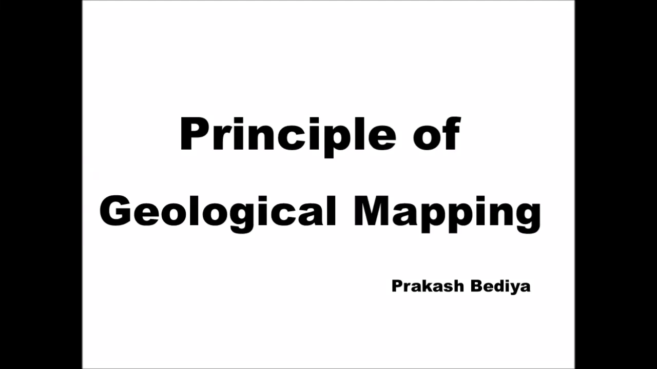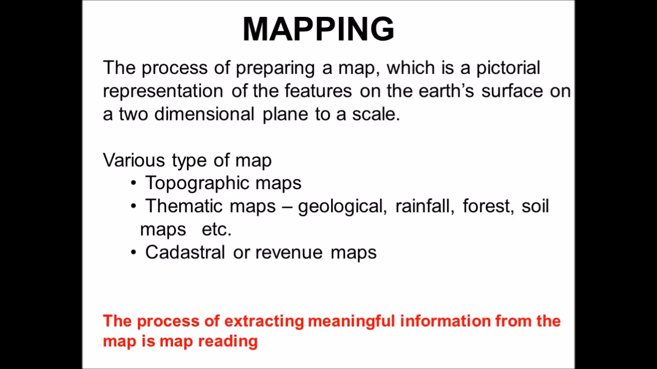In this lecture, I'll be discussing the principles of geological mapping. So what is mapping? Mapping is the process of preparing a map. So what is a map? A map is a pictorial representation of features on the Earth's surface on a two-dimensional plane to a scale. There are various types of maps such as topographical maps, thematic maps, geological maps, rainfall maps, etc. Or revenue maps are also available.